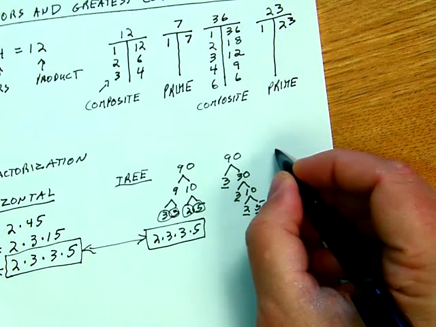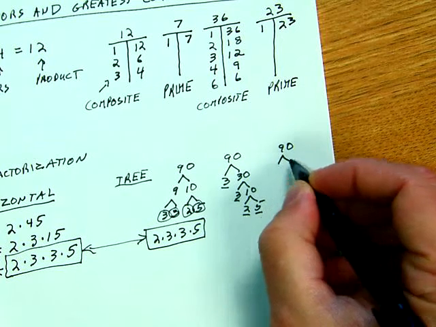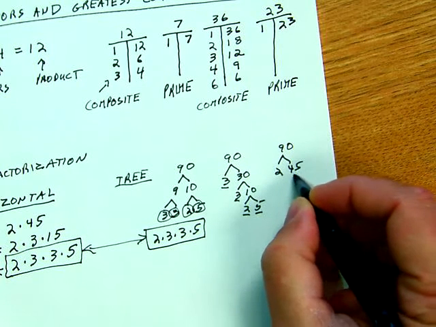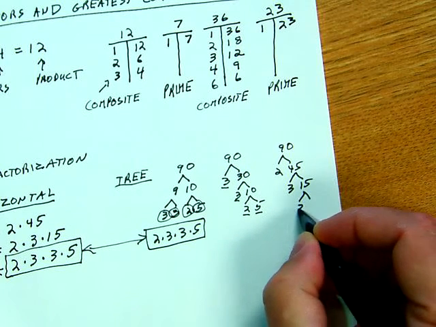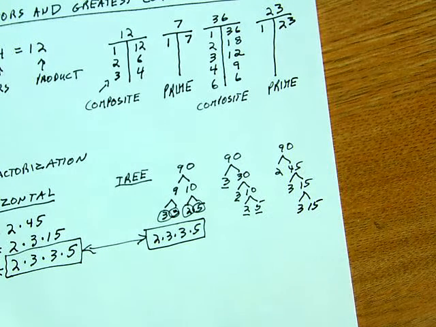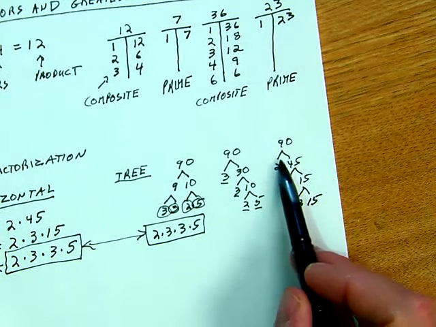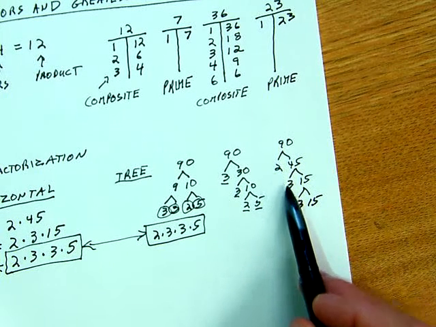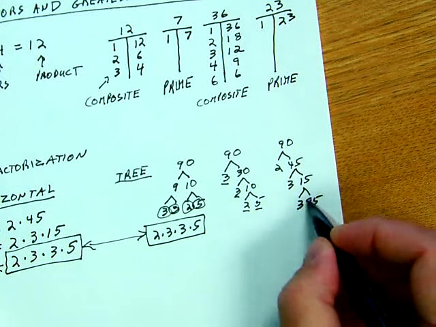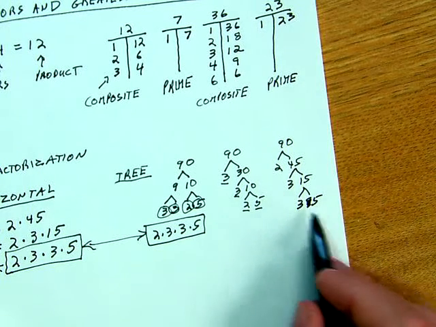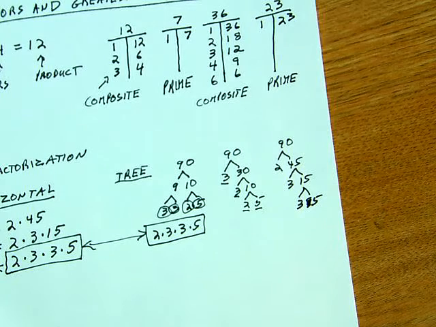Let's do it one more time. Let's say I did 90, 2 and 45, 3 and 15, 3 and 15. And you'll notice that when I did this one, all the numbers are in order. 2, 3, 3, 5. Oops, sorry. 2, 3, 3, 5. Okay?